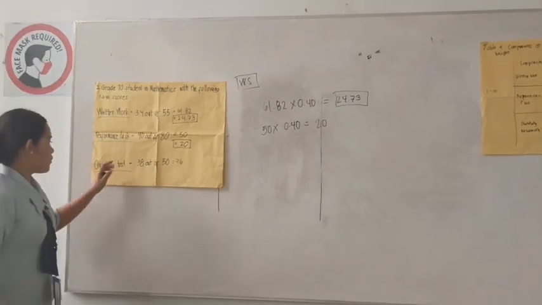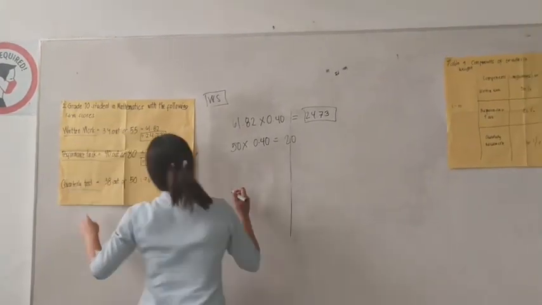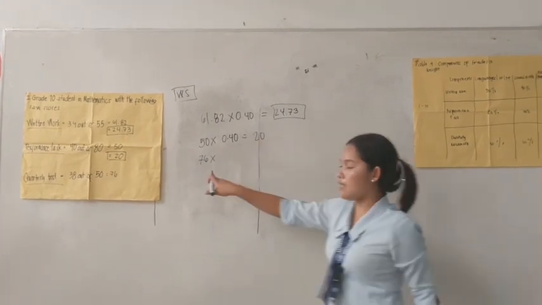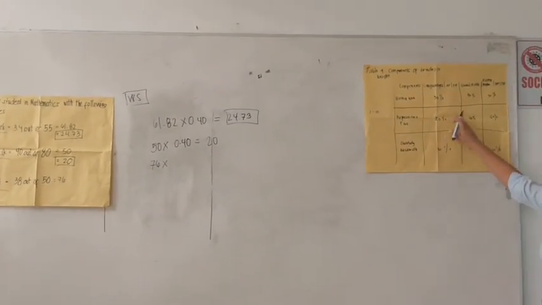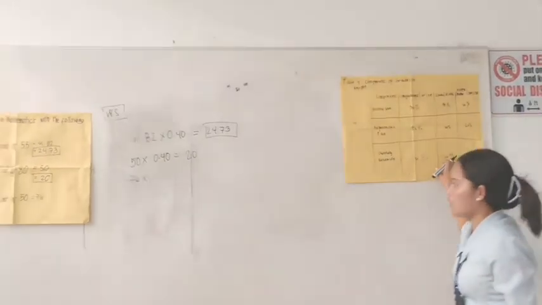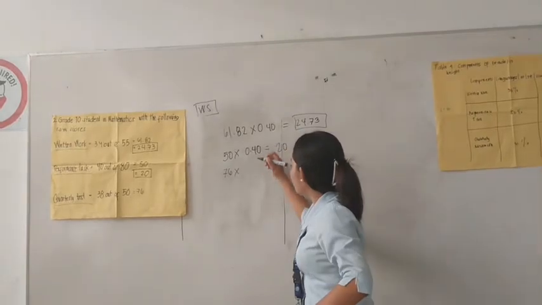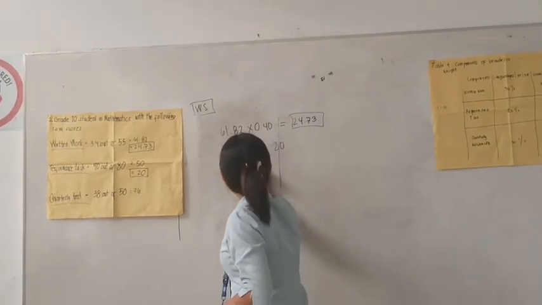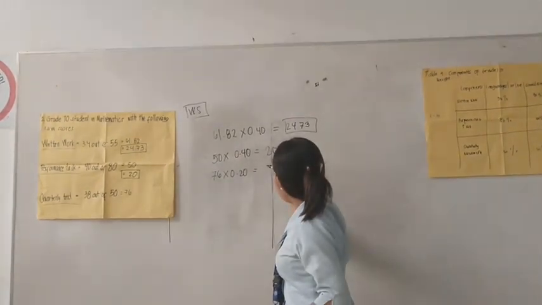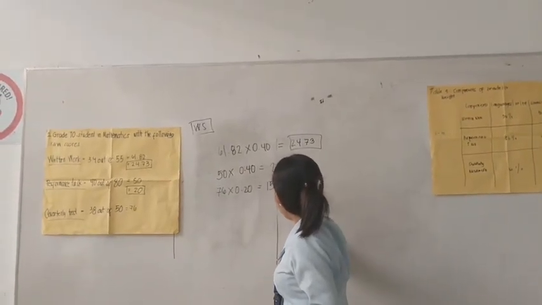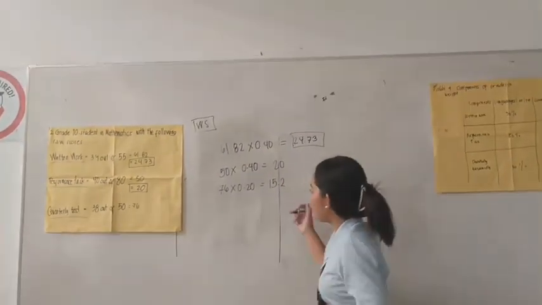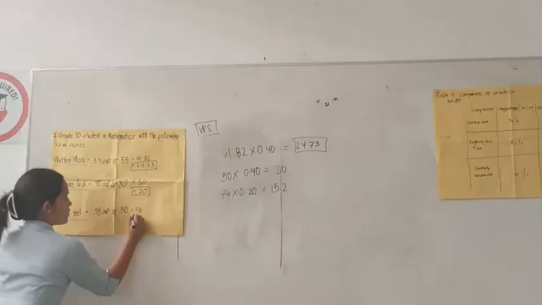So let's go on to the quarterly test. The quarterly test has 76. As you can see, quarterly assessment is 20%, so we have to make it 0.20. So it is 15.2. We have 15.2 for the quarterly test.